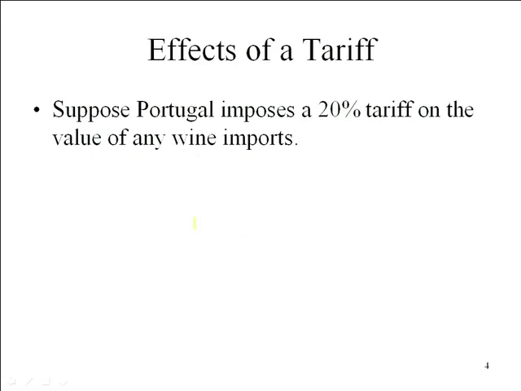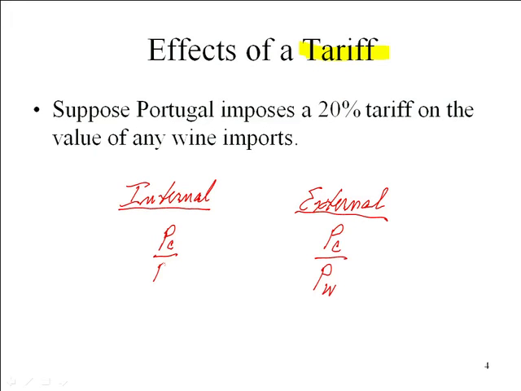So let's think about a tariff first, and let's think about Portugal imposing a 20% tariff on wine. We can think about the internal price, and we can think about the external price. The external price is the price of cloth divided by the price of wine. Before the imposition of the tariff, that's the price that would also exist inside the country. But now we're going to impose a 20% tariff on wine. The tariff increases the domestic price of wine, so now the internal price becomes 1.2 times the price of wine, which gives us a lower relative price than on the world market.